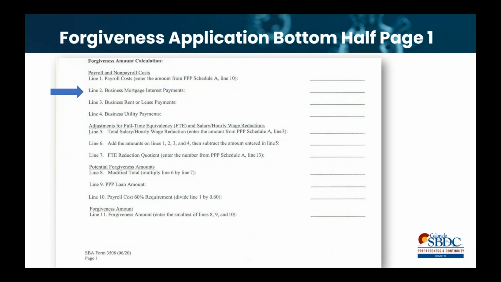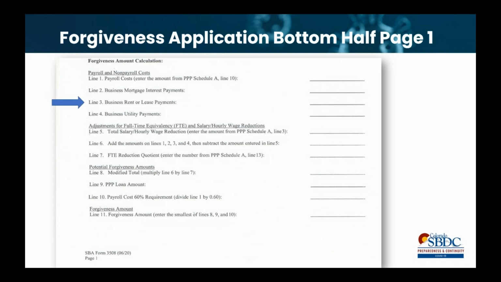This seems pretty straightforward. One point, a business can include interest payments paid and incurred during the covered period, but cannot include prepaid interest payments. These are not allowed to count towards forgiveness. Do notice that the mortgage has to have been in place on or before February 15th, 2020. If it wasn't in place at that time, you cannot use those payments in this calculation.